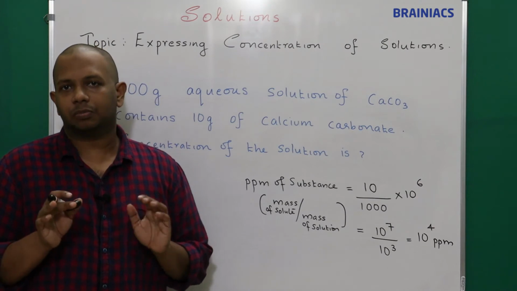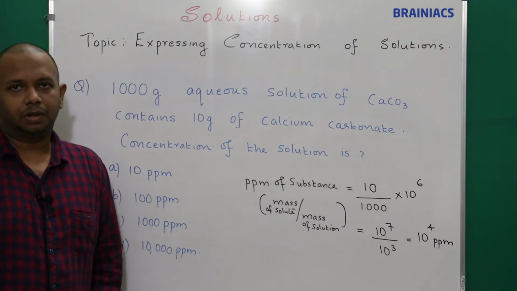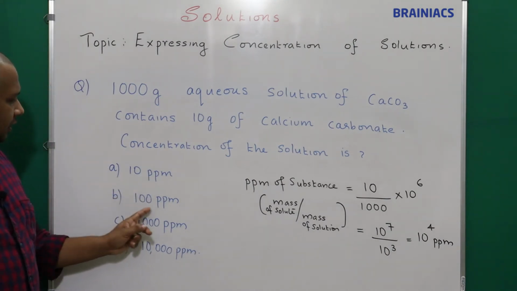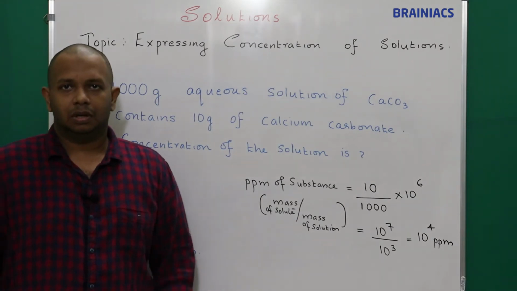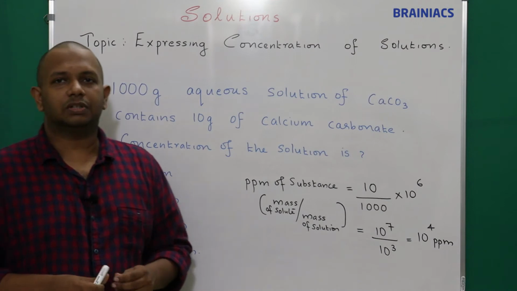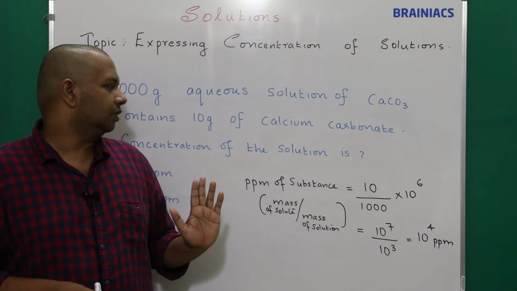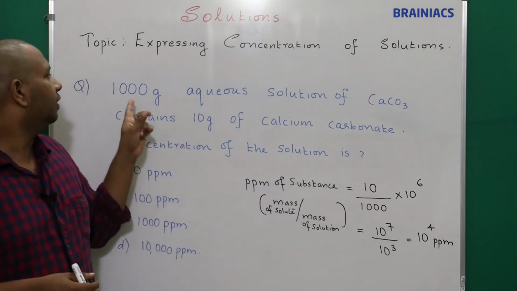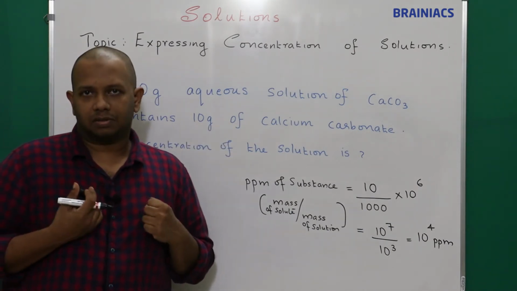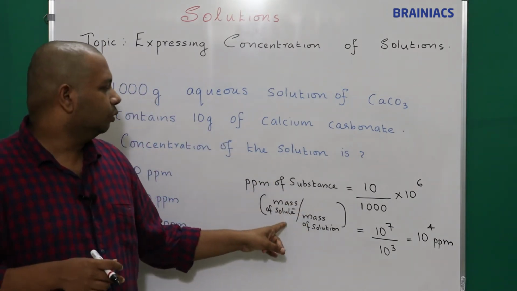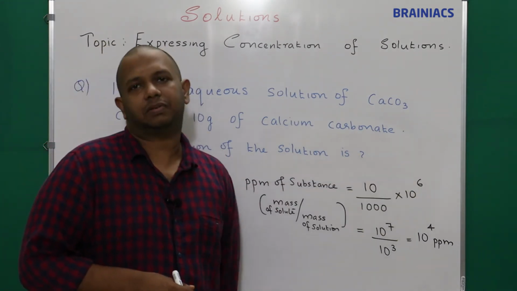In the question they have not mentioned ppm or anything, but in the options you could see the options are given in ppm. Option A is 10 ppm, option B 100 ppm, option C 1000, and option D 10,000 ppm. Now we know that we need to find the answer in ppm. Which formula do we need to apply? Here the solution is given in mass, and the solute is also given in mass. So I know that mass of the solute by mass of the solution is the formula I need to apply, multiplied by 10 power 6.